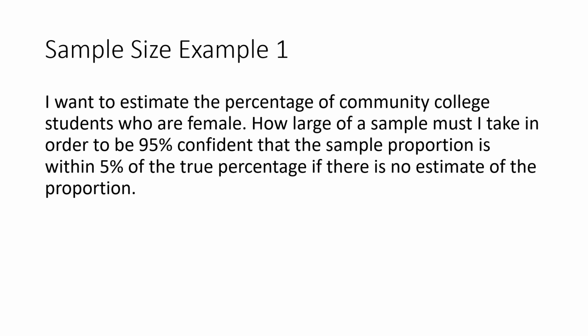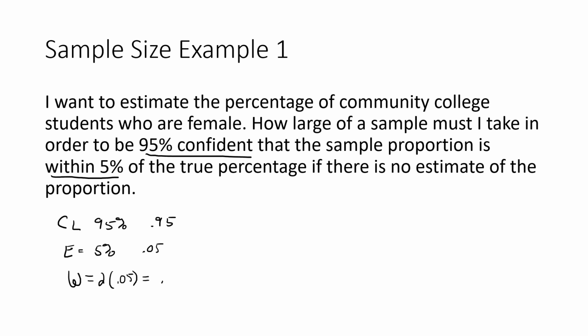Okay, so here's some information that's important. I have a 95% confidence level, or 0.95. We want the sample proportion to be within 5% of the true percentage. That means that the margin of error is 5%, or 0.05. That also means that the width is 2 times that, or 0.10.